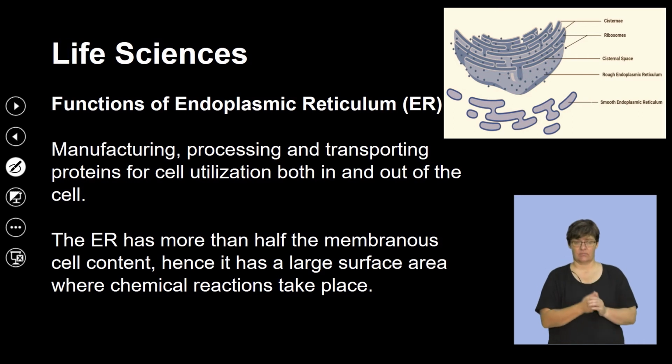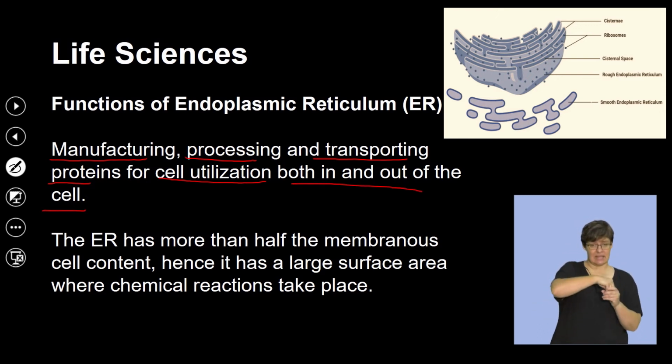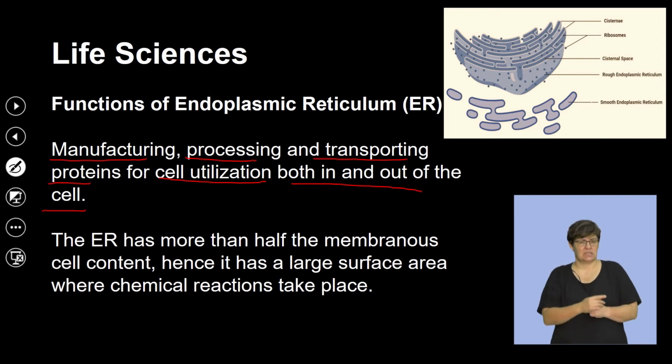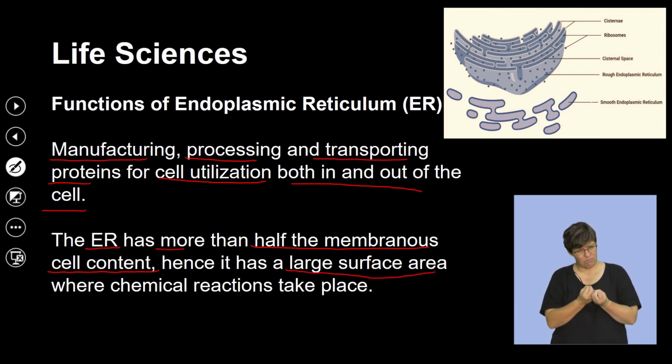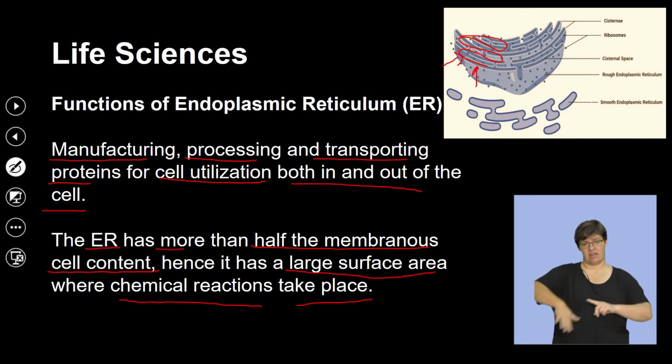Functions of the endoplasmic reticulum, or ER. It's important in manufacturing, processing, and transporting the proteins for cellular utilization, both in and out of the cell. So this basically allows for the process of transporting the contents in and out of the cell. The endoplasmic reticulum has more than half of the membranous cell contents. Hence, it has a large surface area which is important for chemical reactions to take place. So these folds of membranes that you're seeing basically increase the surface area for more enzyme activity to take place, making this an efficient organelle for cellular function.